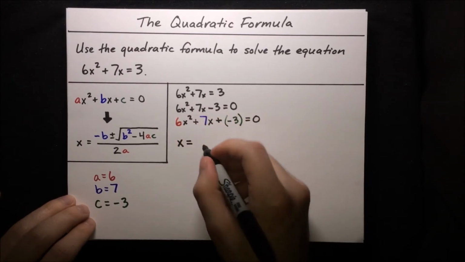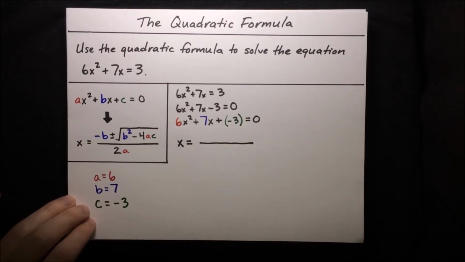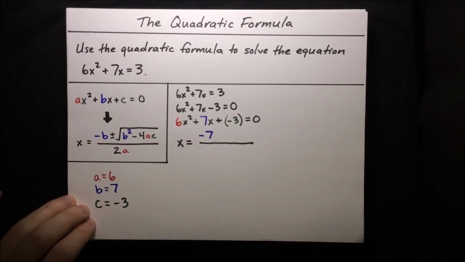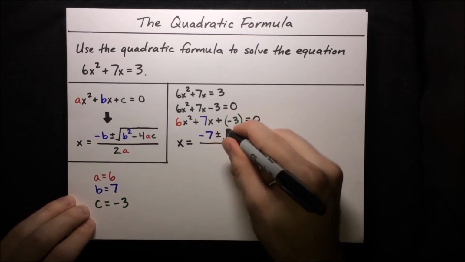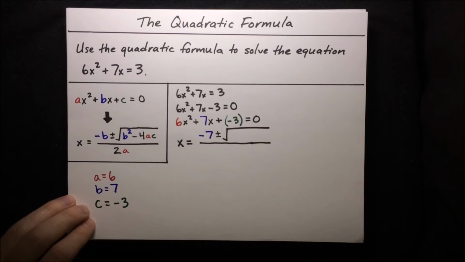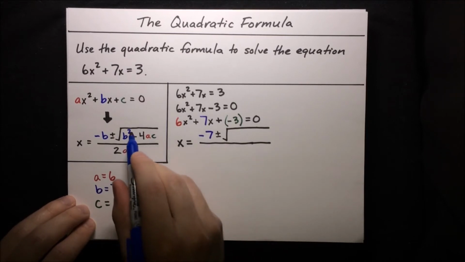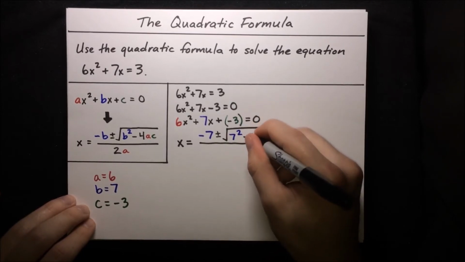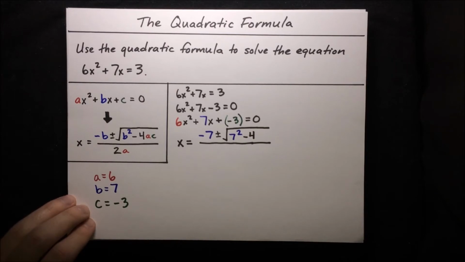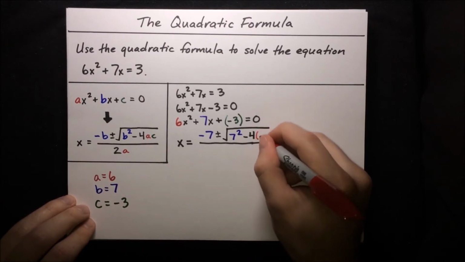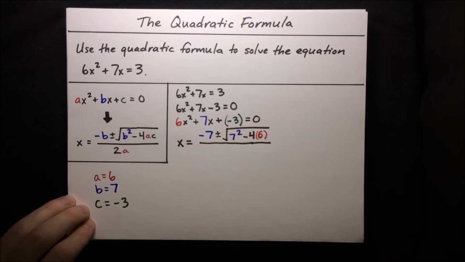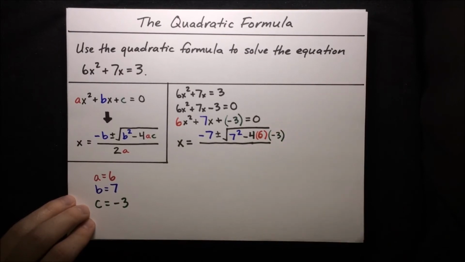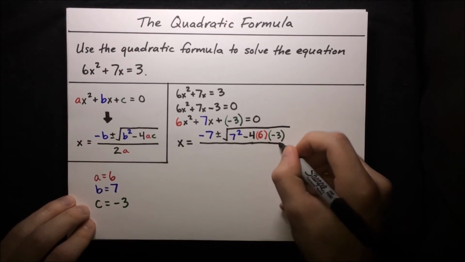X equals, it's a fraction, and on top we start off with negative b. b is 7, so negative 7, then plus or minus the square root, and we've got a full expression inside the square root. That's b squared, so 7 squared, and then minus 4 times a, which is 6, so 4 times 6, and then times c, and c is negative 3, so times negative 3. Let's extend that top a little bit to keep everything inside the root.